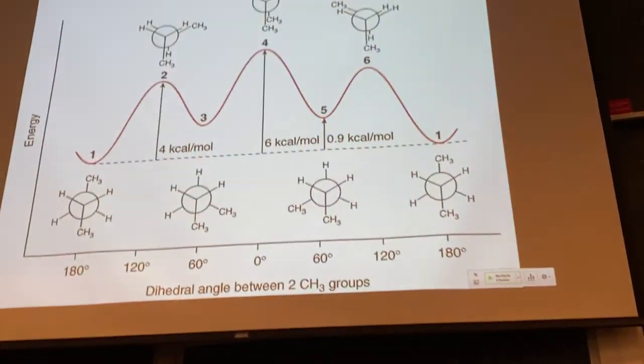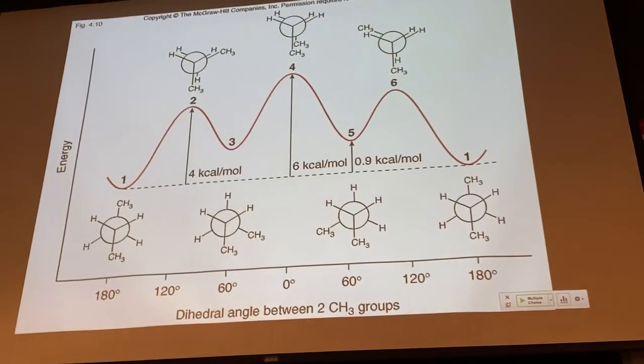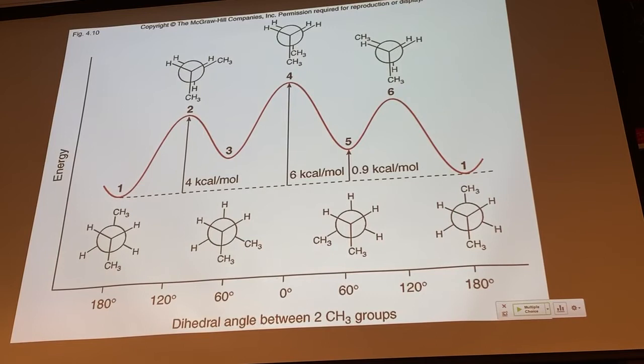So we have here a similar graph to the one I showed you earlier. And we see that the anti conformation is 0.9 kilocalories per mole lower in energy than the gauche conformation. So that tells us that if we have two methyl groups gauche to each other, that's going to cost us 0.9 kilocalories per mole of energy. And that's due to the steric strain. Okay?